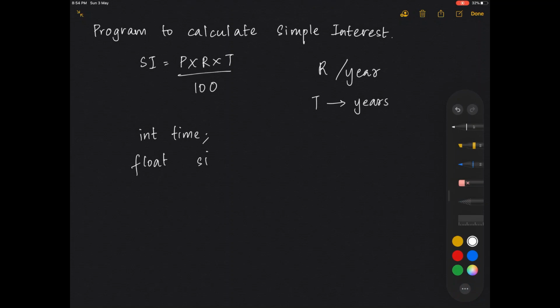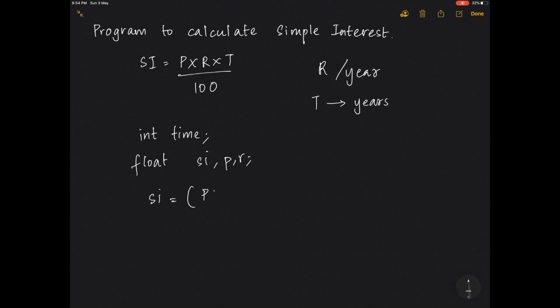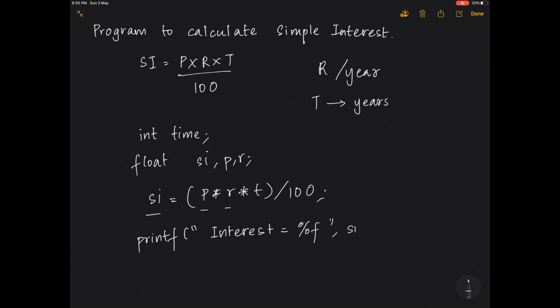SI, P and R can be float variables. And directly you can go ahead and calculate SI is equal to P asterisk R asterisk T divided by 100. We all know that since P is float and R is float, T will be implicitly converted to float and you will get your answer in float. And you can go ahead and do the printf statement where interest is equal to %f and print SI.